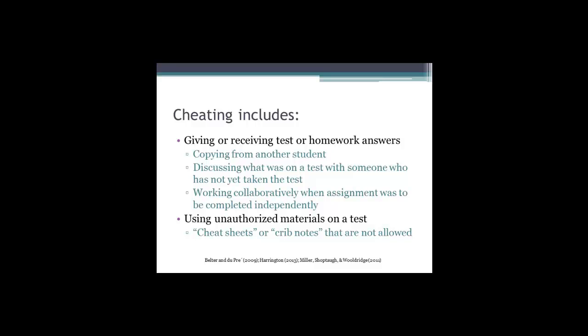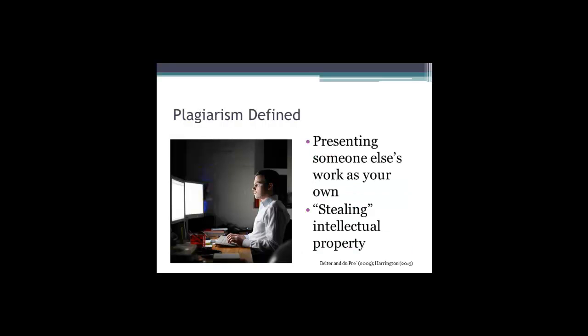Another type of cheating is when you work collaboratively on an assignment, which means you work with another student or maybe even more than one other student to complete the assignment when the professor is expecting you to complete it by yourself independently. Another form of cheating is when you're using unauthorized materials on a test. Obviously the most common is the cheat sheet or the crib notes. So using anything that you're not allowed to use during a test situation is also considered cheating.